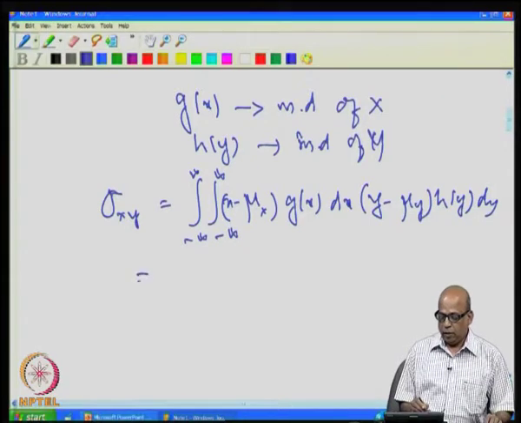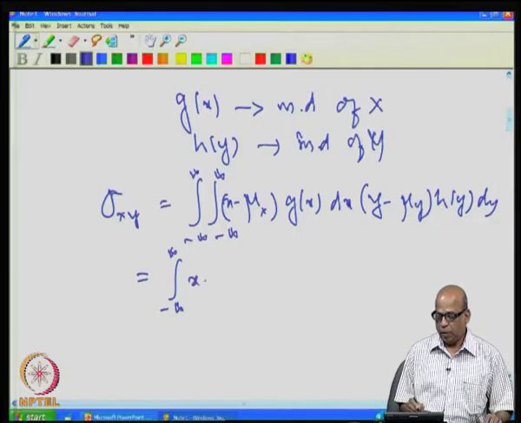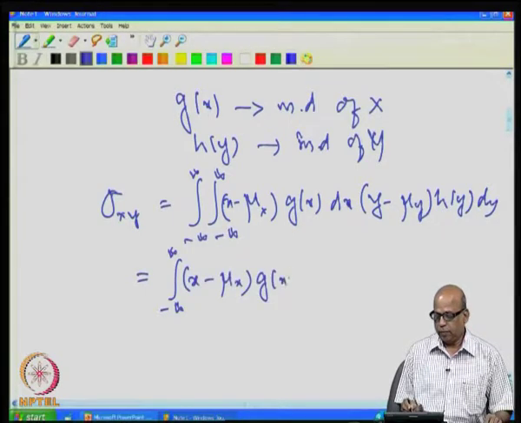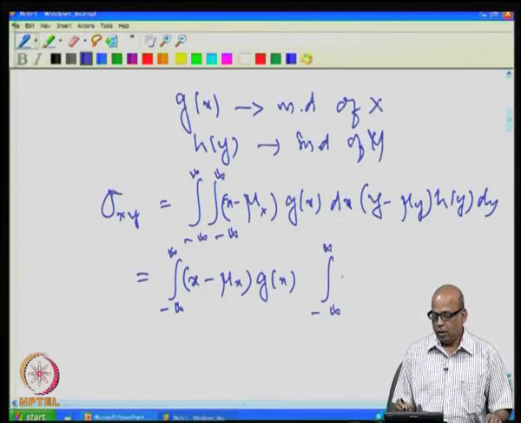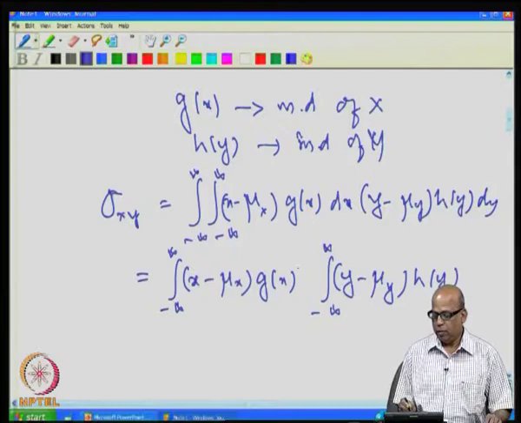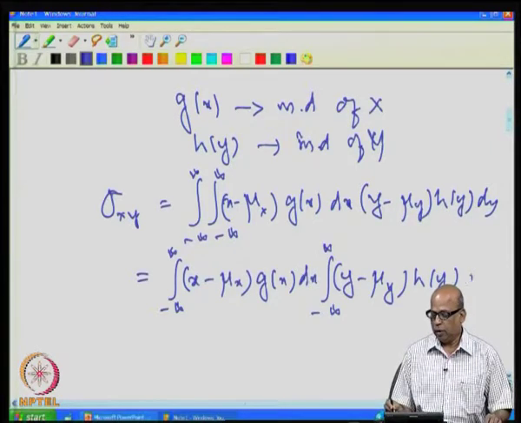And therefore, I write this as the integral from minus infinity to plus infinity of x minus mu x g of x, into the integral from minus infinity to plus infinity of y minus mu y into h of y. This is with respect to x and this is with respect to y.